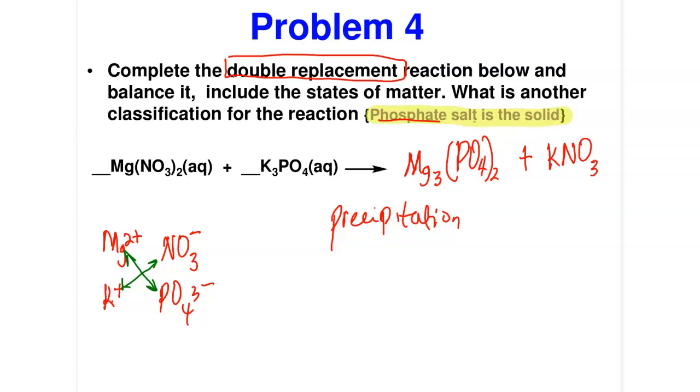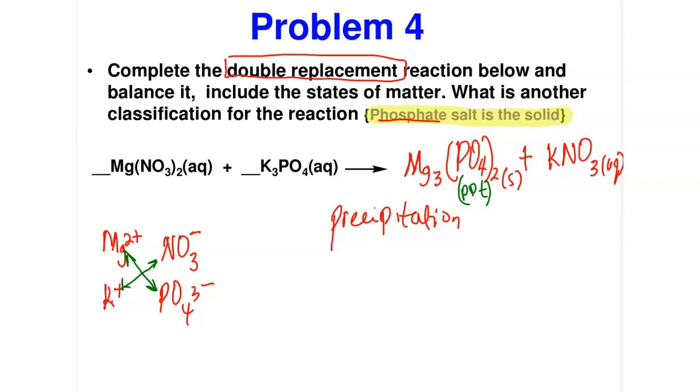Now, the reaction says phosphate is the solid. Therefore, this is the solid. If one is solid, it means the other one is going to be aqueous. These are the products of our reaction. So here, magnesium nitrate reacts with potassium phosphate to form magnesium phosphate, which is the insoluble or the precipitate, the PPT, and potassium nitrate. So now let's balance this equation.